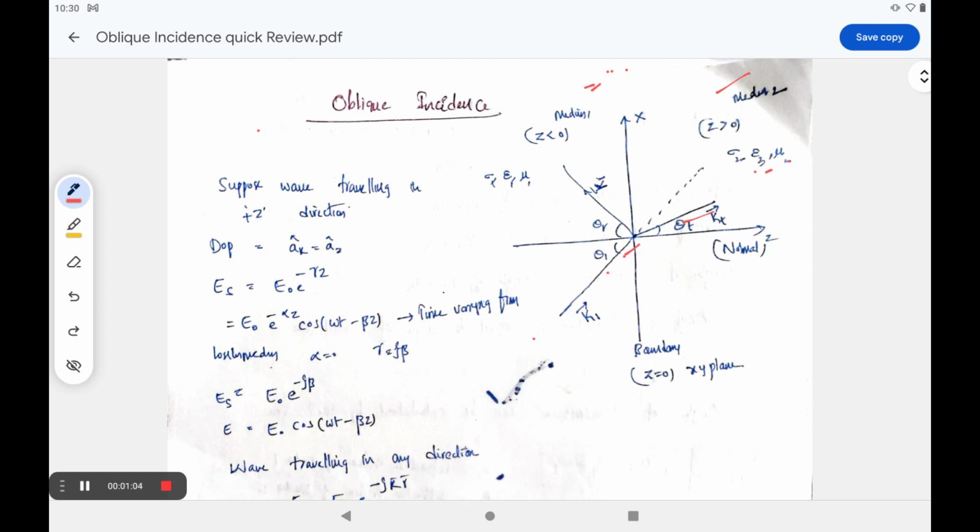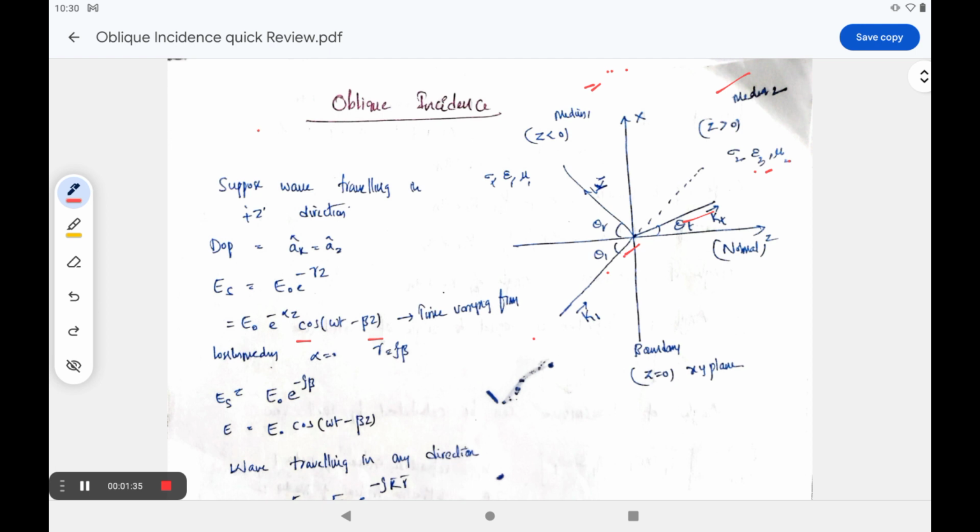Suppose let us consider the wave is traveling in the z direction. At that time, dop is nothing but direction of propagation. It can be represented whether it may be ak or maybe az. Generally we know that in the previous electric field equation in phasor form, Es is equal to E naught e power minus gamma z, where E naught e power minus alpha z cos of omega t minus beta z.